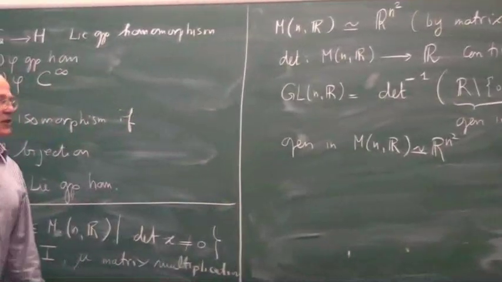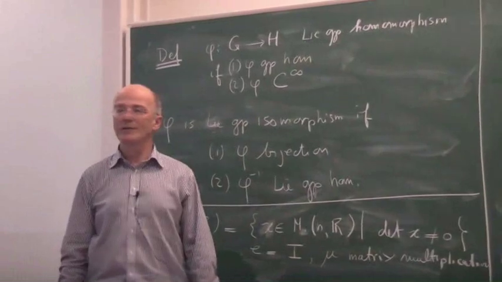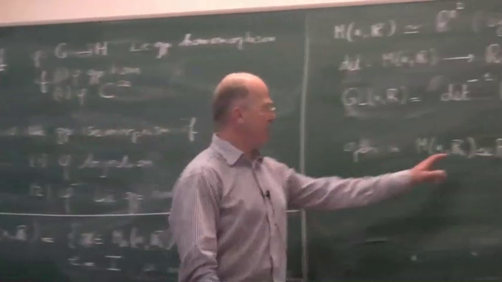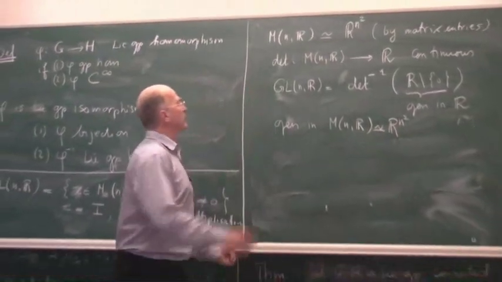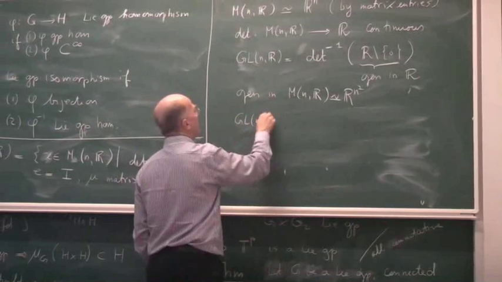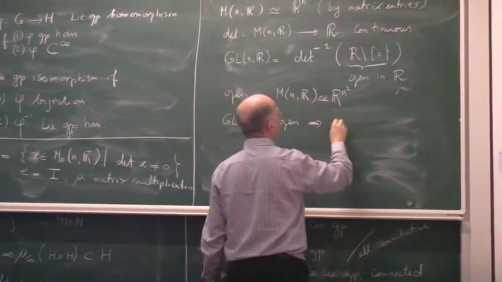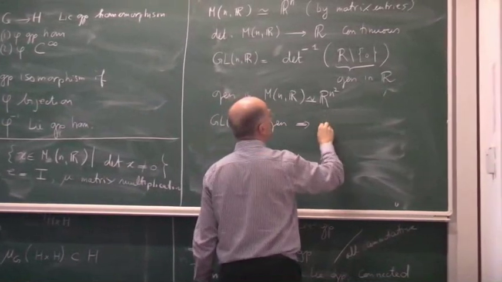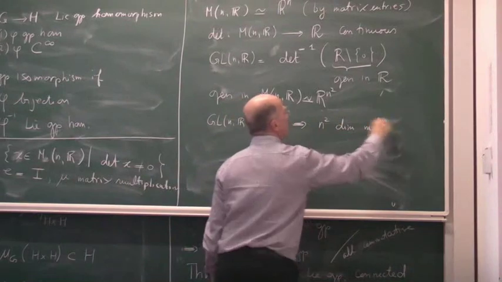So it's an open subset of Euclidean space, and this has a natural manifold structure, which corresponds to the submanifold structure related to the manifold structure here. So GL_n(R) open implies that it is a manifold. It's an n squared dimensional manifold.